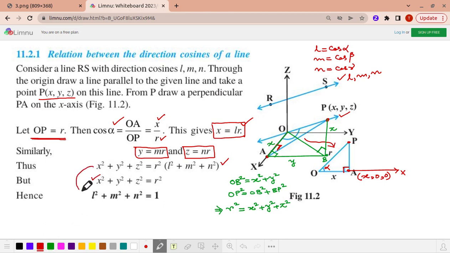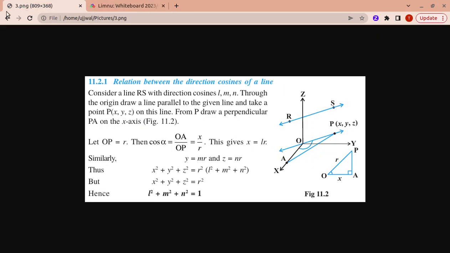So now if we apply that, we will get the relationship L square plus M square plus N square equal to 1. This is a very important relationship, dear students. Every year this question comes in the board examination, and also in entrance examinations you need to apply this formula to solve relevant problems. I hope it is very clear how to derive the relation between the direction cosines of a line. Now let's proceed further.